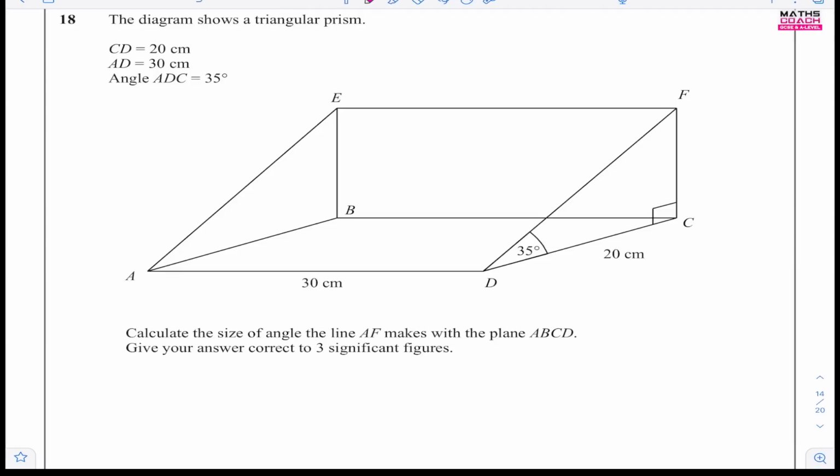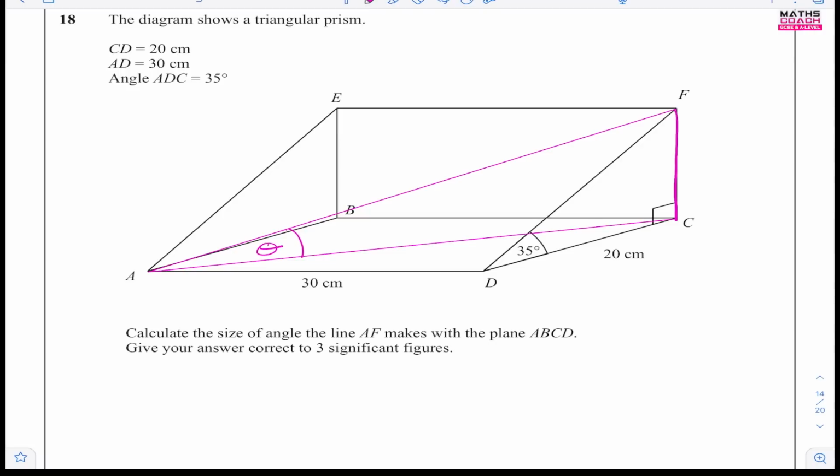So let's draw this line A to F in. So AF is right there, and the plane ABCD is on the floor right there. So what angle does it make with the floor? Let's draw a line right there, and we can also complete this right angle triangle. We are looking for this angle on the floor right there.